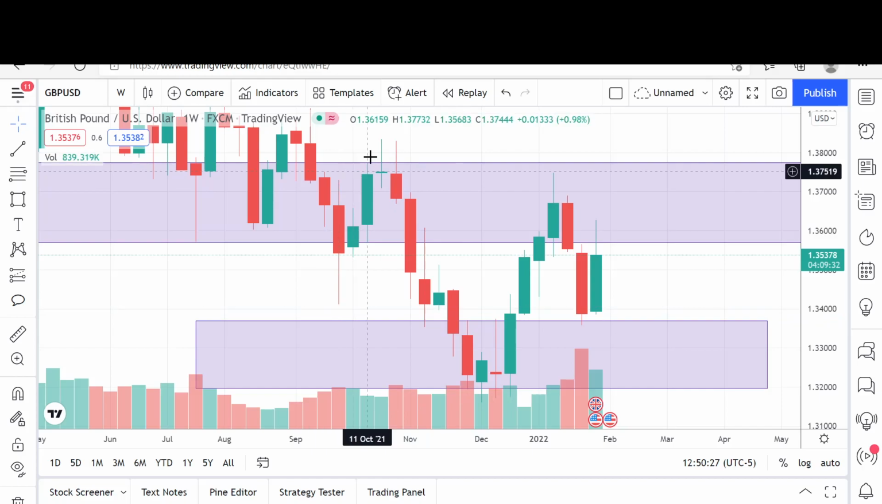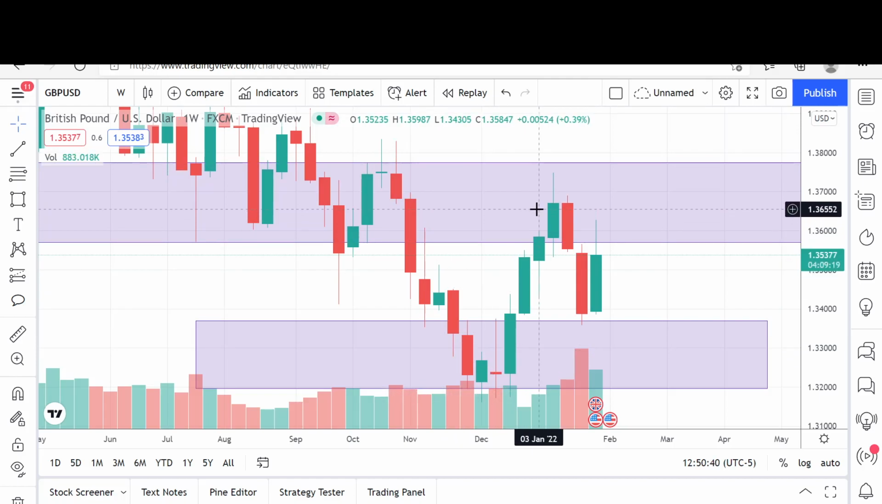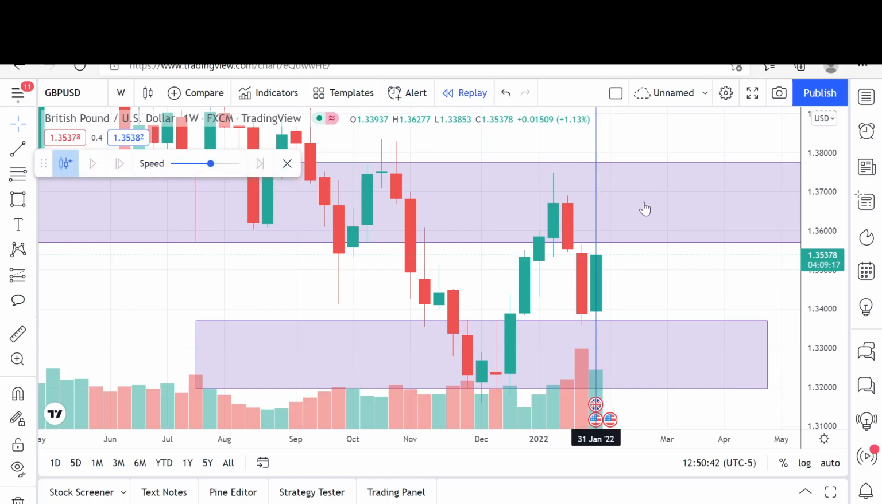This was the breaking structure and why this was a bearish order block. See how it broke this swing low? That's the breaking structure. You didn't break a swing high on this move higher. Now let's rewind one more time.